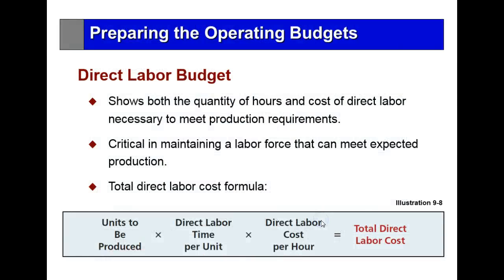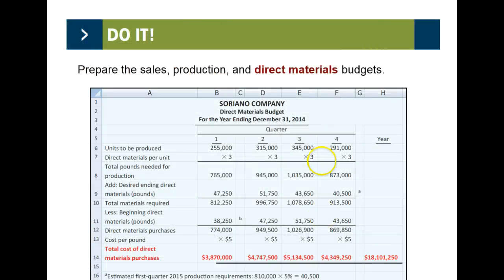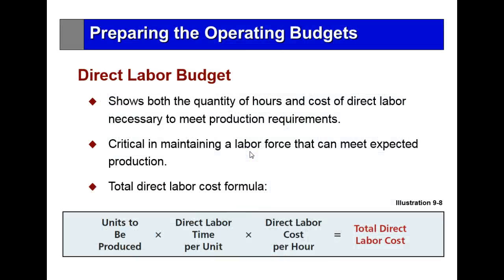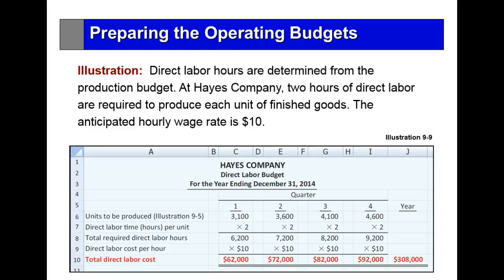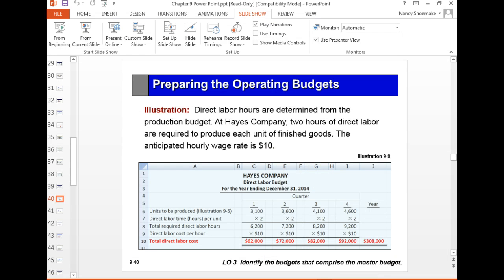Then from there, we need to come up with our direct materials budget in order to produce those goods. Then from there, we're going to have a direct labor budget, based on the units to be produced and how much labor time is needed per unit and the cost per hour. Let's take a minute and work on a problem.